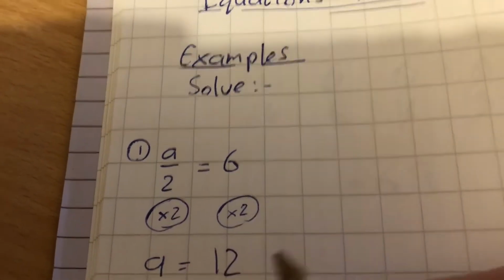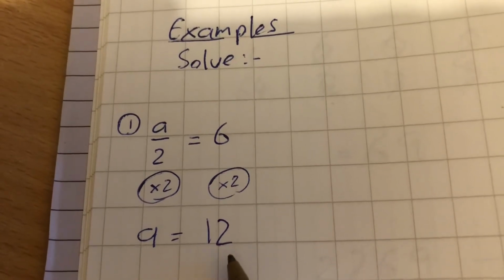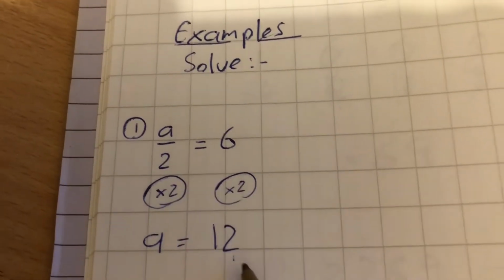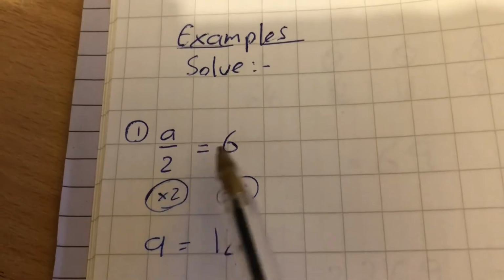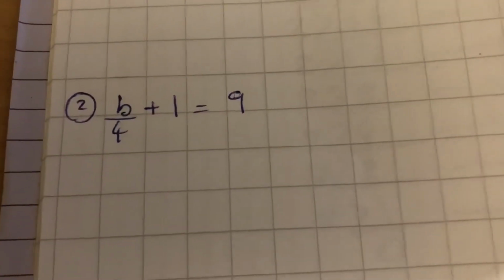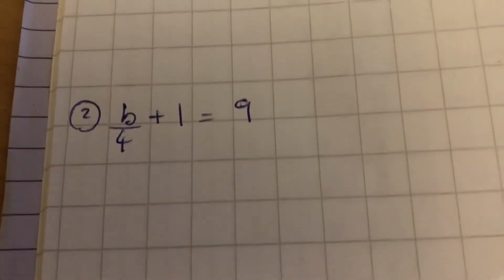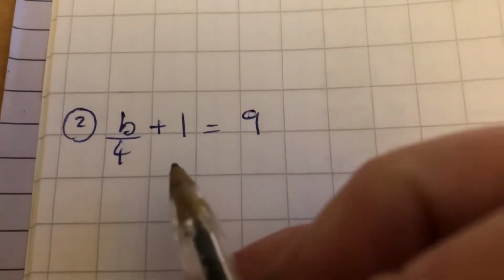And with any of these, if you want to check them, you can always substitute your answer back into the equation, even with the most simple ones. So if a is 12, 12 divided by 2 does in fact equal 6. Moving on from this, this is a two-step equation. We have covered this before, but because it involves an algebraic fraction, we're going to look at it again.